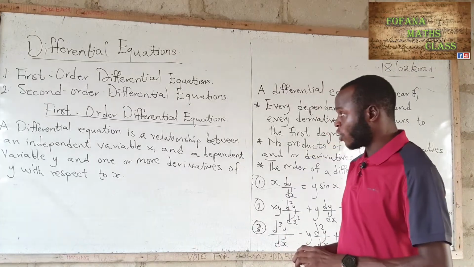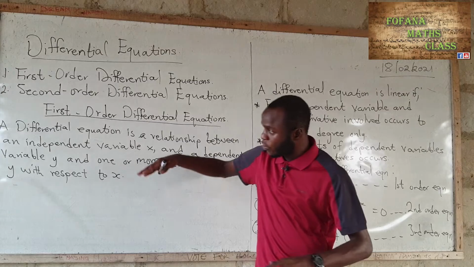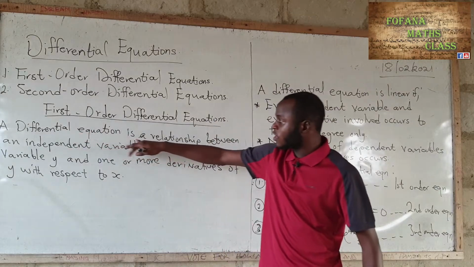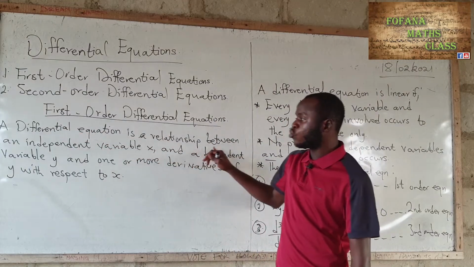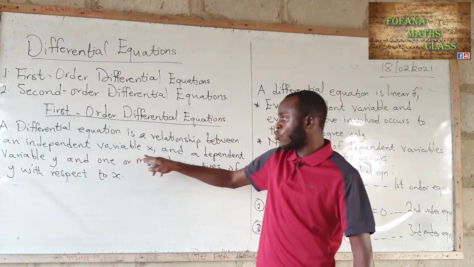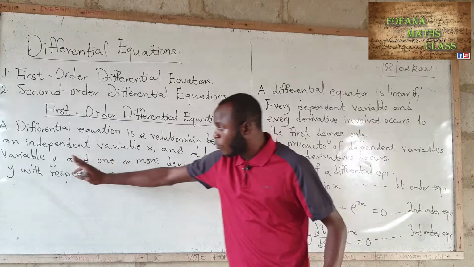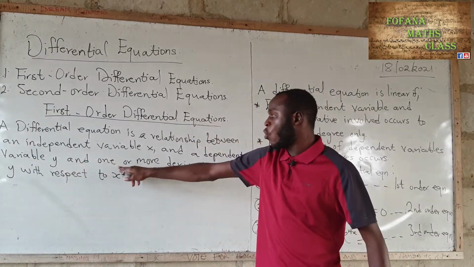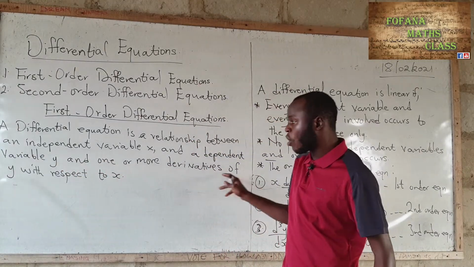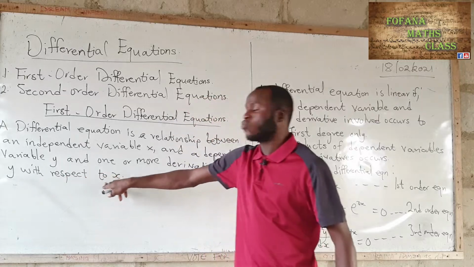of a differential equation. And we have the definition on the board, which says that a differential equation is a relationship between an independent variable, say a variable x, and a dependent variable y, and one or more derivatives of y with respect to x.